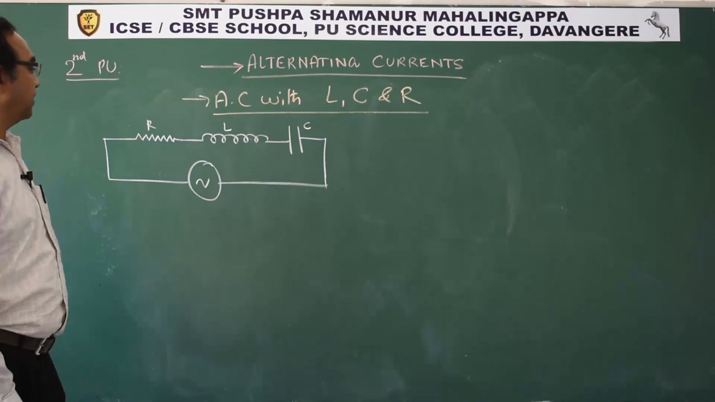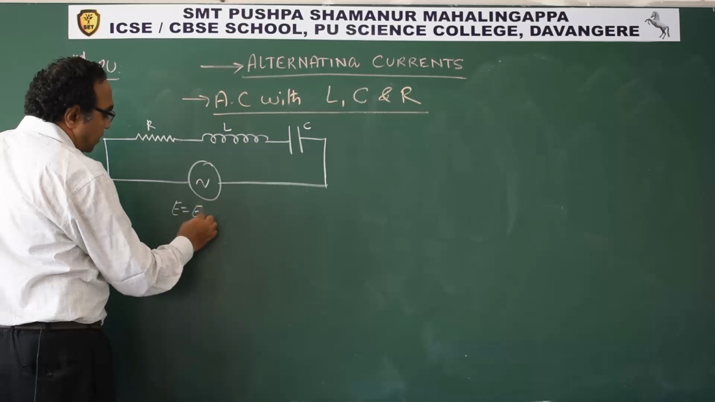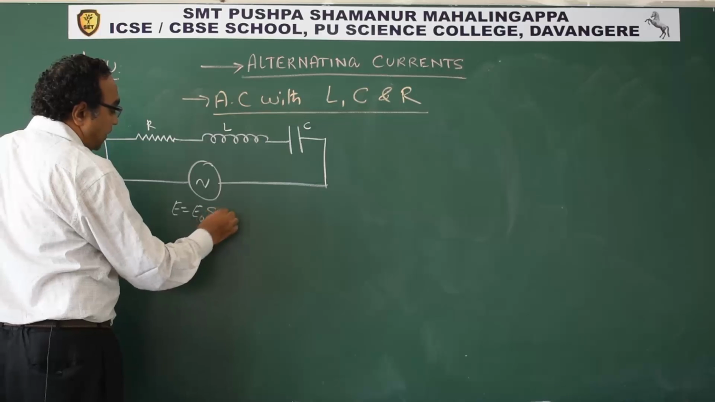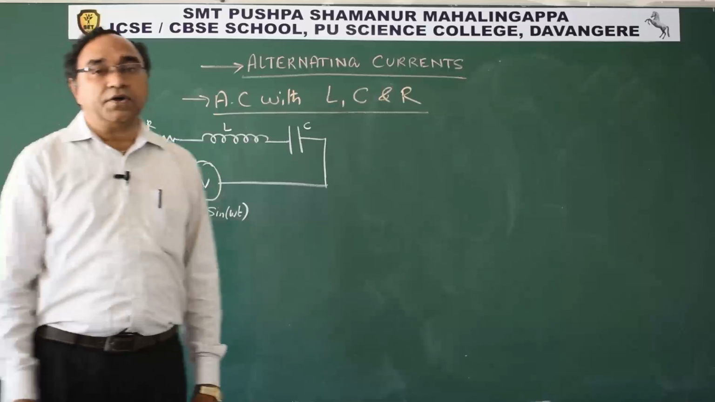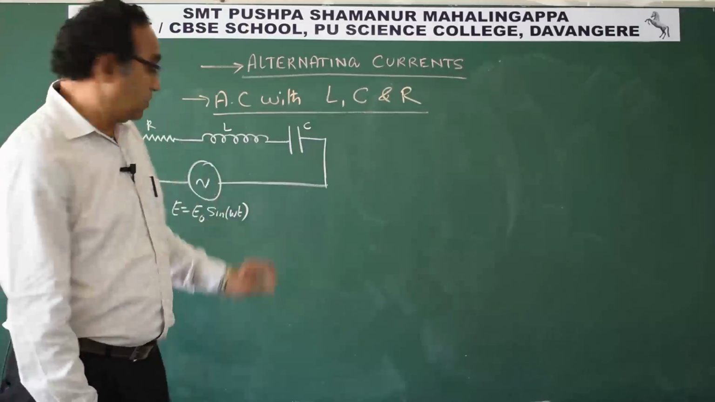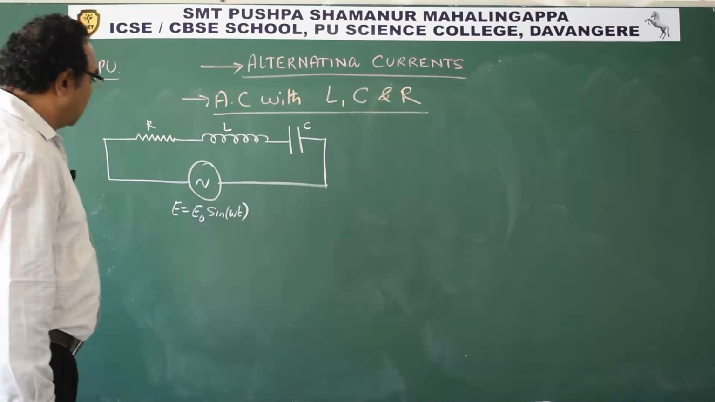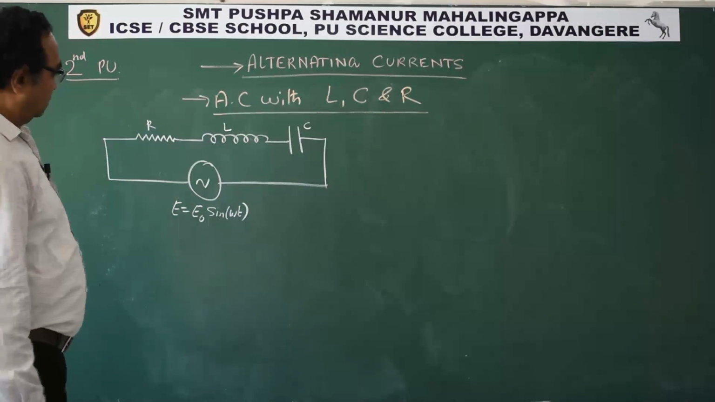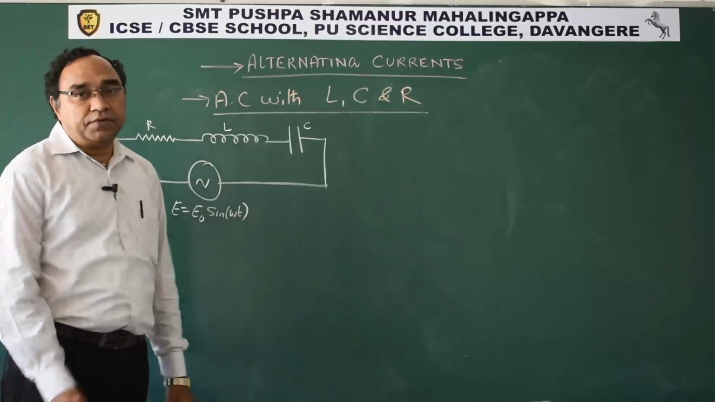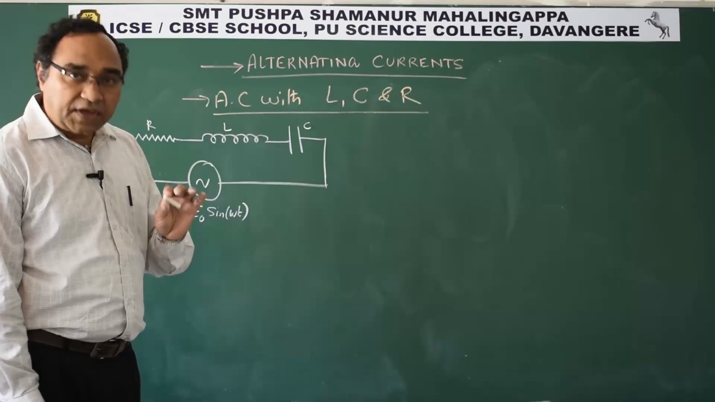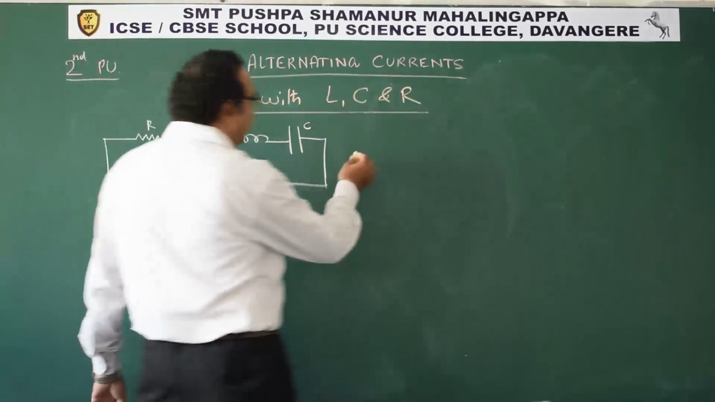We have components like this, and we have E is equal to E naught sine of omega t. This is the property of the source. You can call it a supply also. Now, what happens? In order to understand what happens, we must plot the phasor diagram for each component. So let us try to understand.